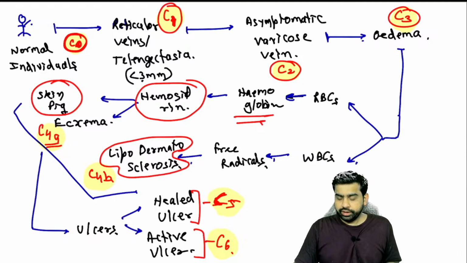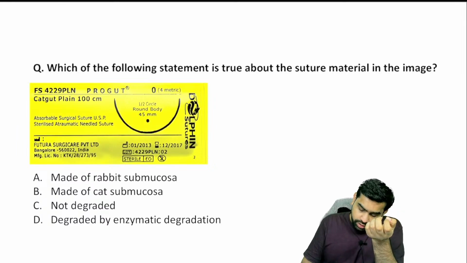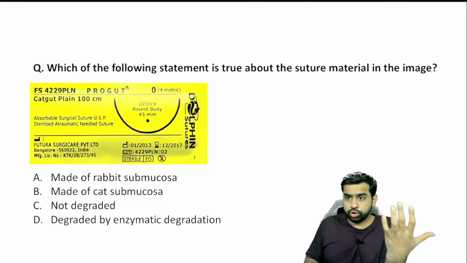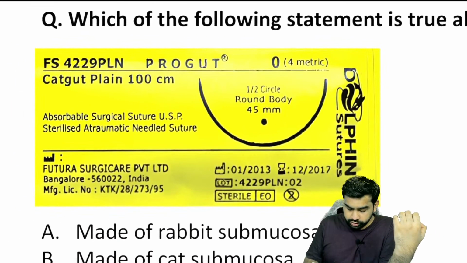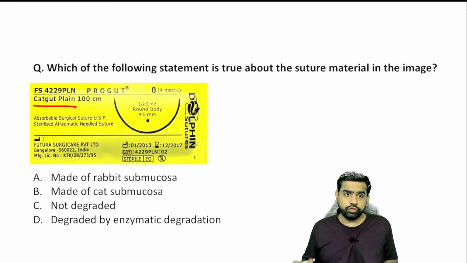Okay, now let's move on to the next question. Which of the following statements is true regarding the suture material shown in this image? What is being shown here is a catgut suture. Which of the following statements is true? It is made up of the submucosa, non-degradable, degraded with enzymatic degeneration. So what is the answer here? Can you please help me with this?